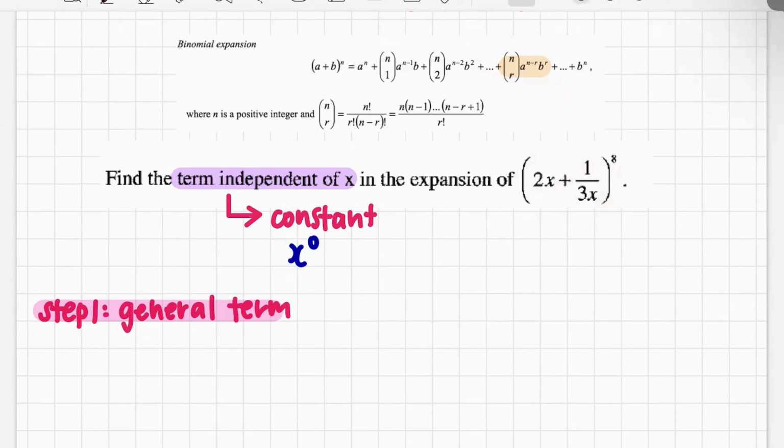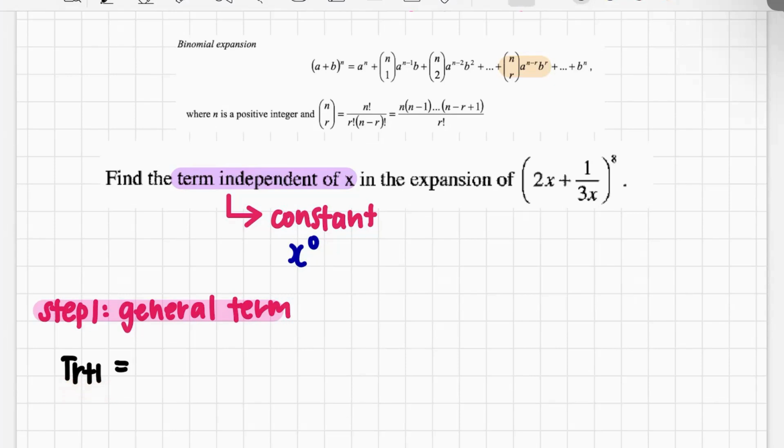So you can just put it as T(r+1). This case is not as complicated. What is r minus 1? Just take it, because we're not looking at a specific term number. We're not looking at the fourth term or the fifth term. We're just looking at the term independent of x. So just leave this as it is, okay?